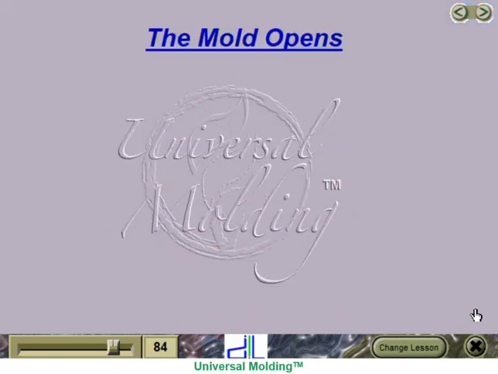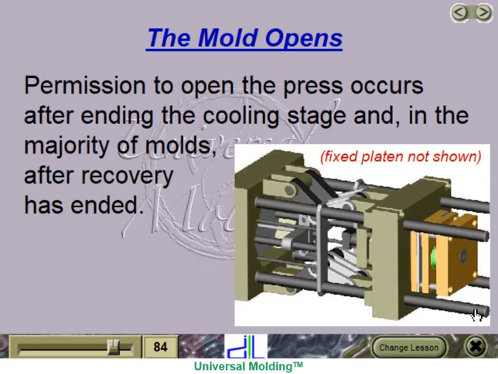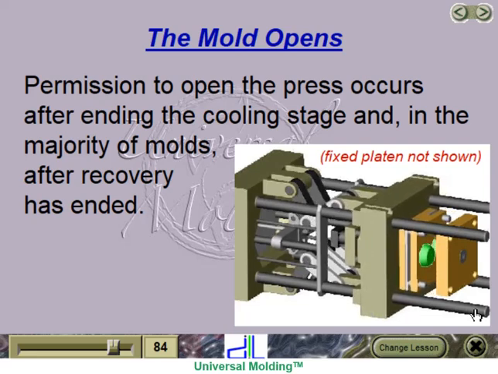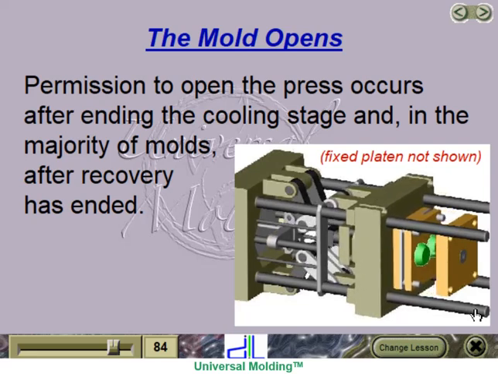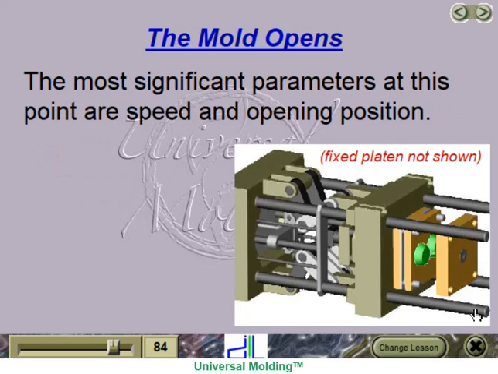The mold opens. Permission to open the press occurs after ending the cooling stage and, in the majority of molds, after recovery has ended. The fixed platen is not shown. The most significant parameters at this point are speed and opening position.